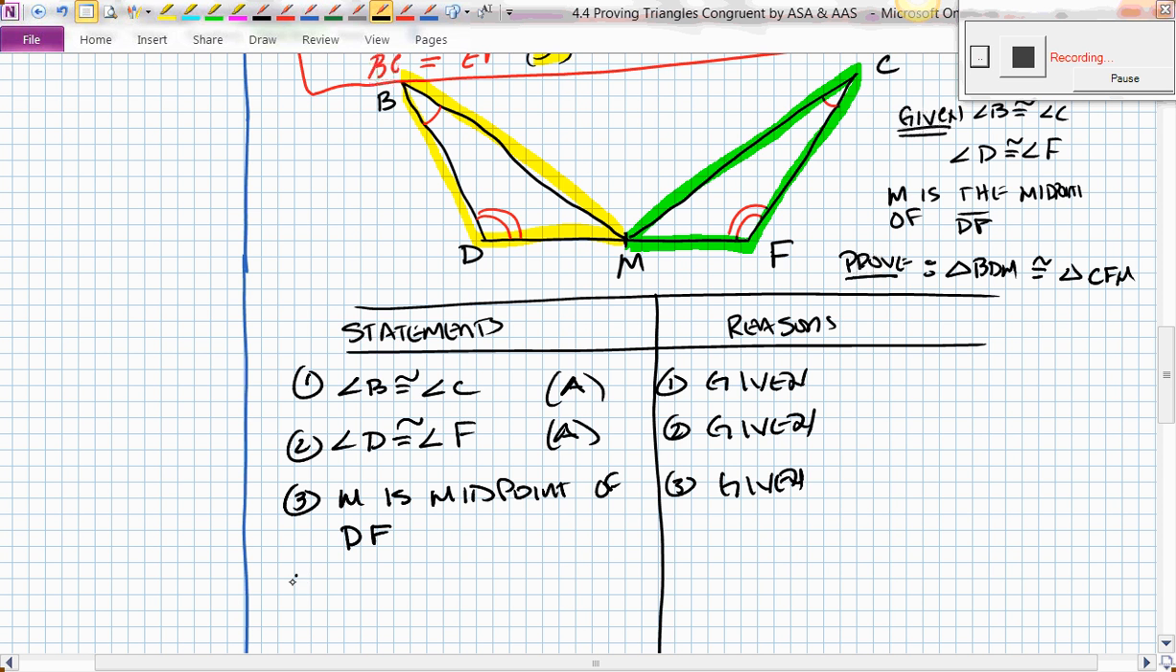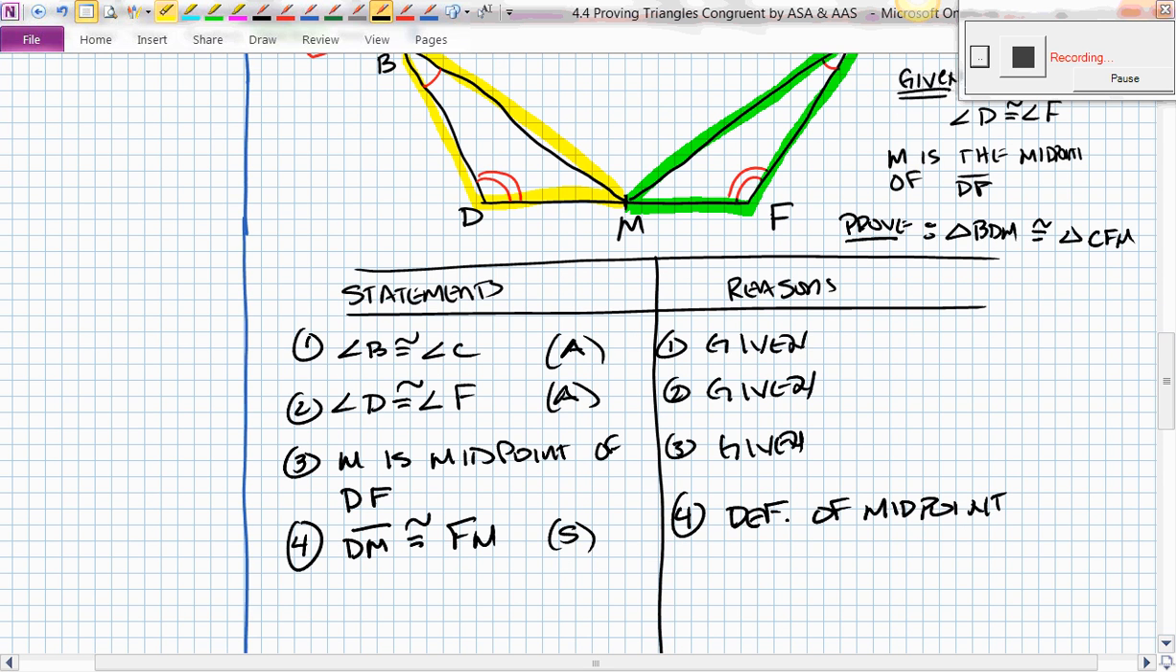Now, because M is the midpoint, that means that DM is congruent to FM, and that is a side. And that is the definition of a midpoint. If something is at the midpoint, then it has to be directly in the center or in the middle of the line segment, so it's equal distance from both ends. So therefore, check it out. I've got an angle, an angle, and a side. So that is enough information to say that triangle BDM is congruent to triangle CFM, and the reason is the angle, angle, side congruence theorem.